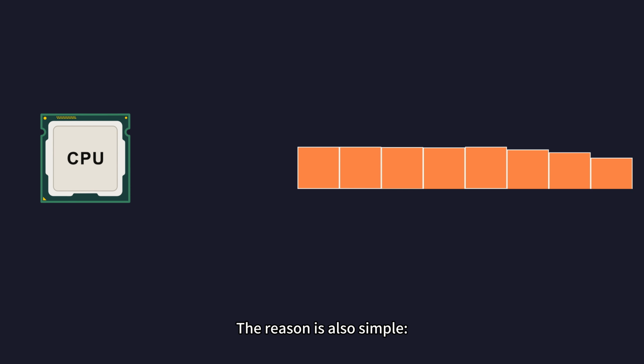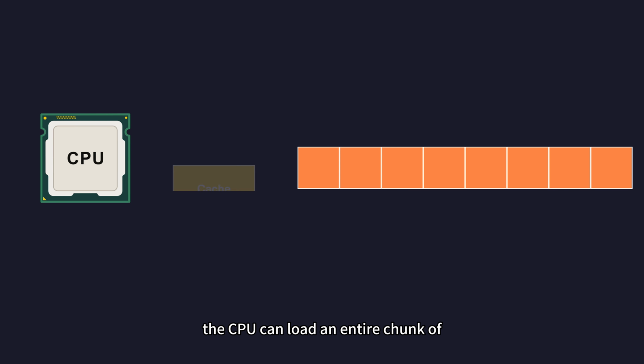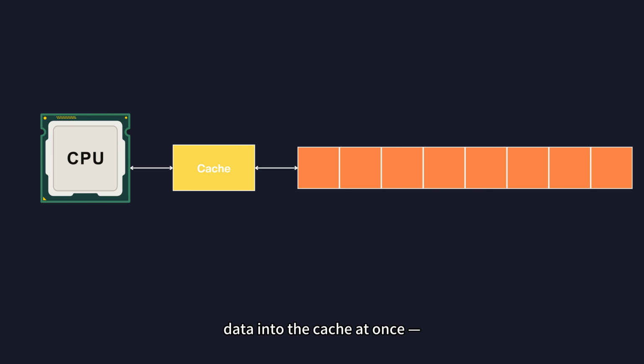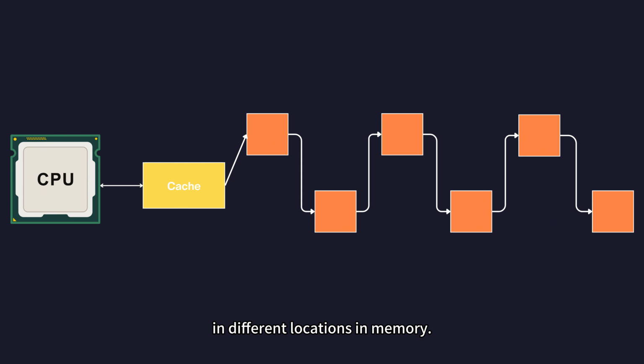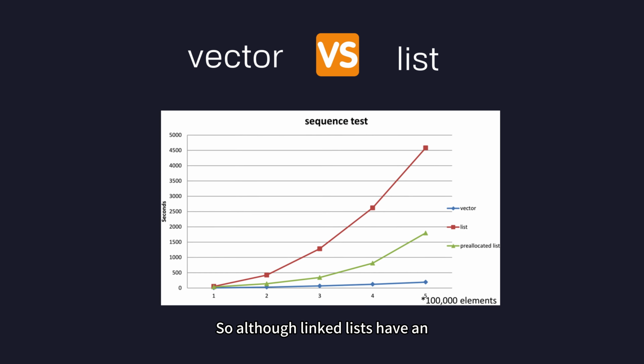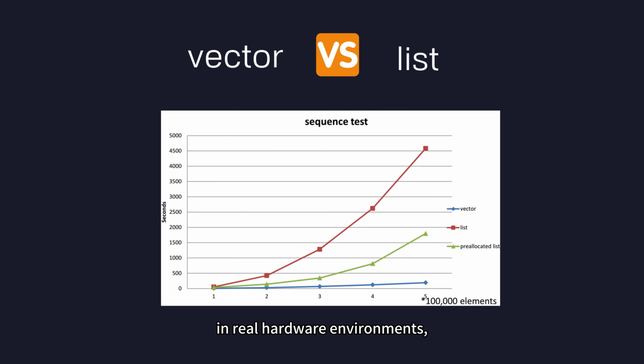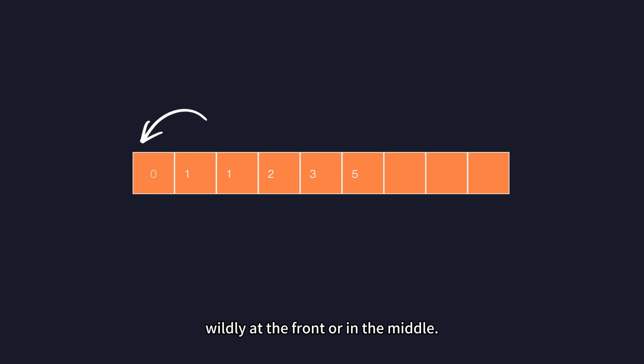The reason is also simple. Modern CPUs love contiguous memory. The data of vector is packed together. The CPU can load an entire chunk of data into the cache at once, which is cache locality. But linked list data may be scattered in different locations in memory. The CPU accesses one place for a while, then jumps to other locations, causing a large number of cache misses, and the CPU does not like waiting for memory. So although linked lists have an advantage in algorithmic complexity, in real hardware environments, vector is often faster. Unless you are inserting or deleting wildly at the front or in the middle, vector is often the better choice.